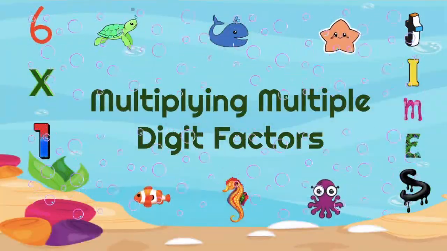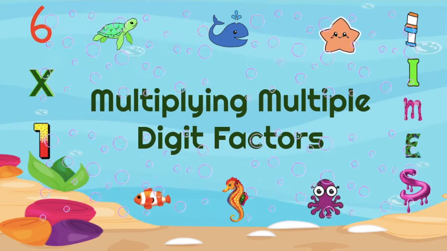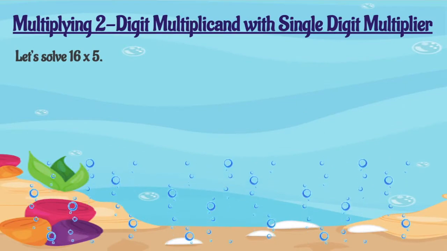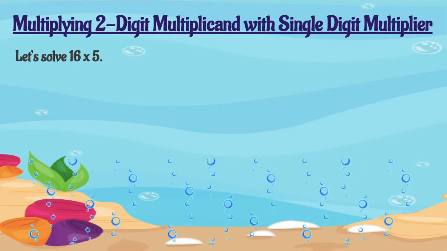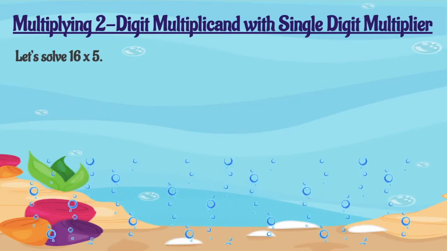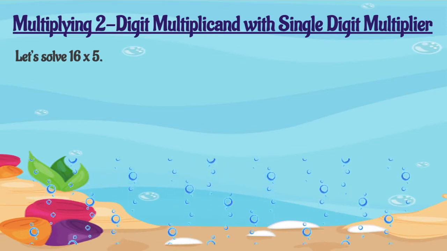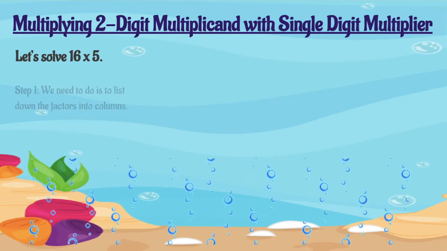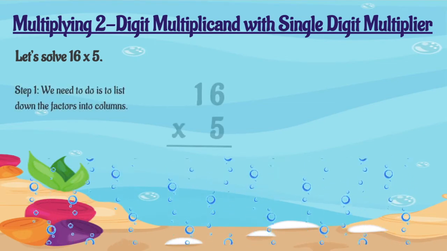This time, we will proceed with multiplying using multiple digit factors. Let's start multiplying a 2-digit multiplicand with a single-digit multiplier. We need to solve 16 times 5. First thing to do is to list down the factors into columns.